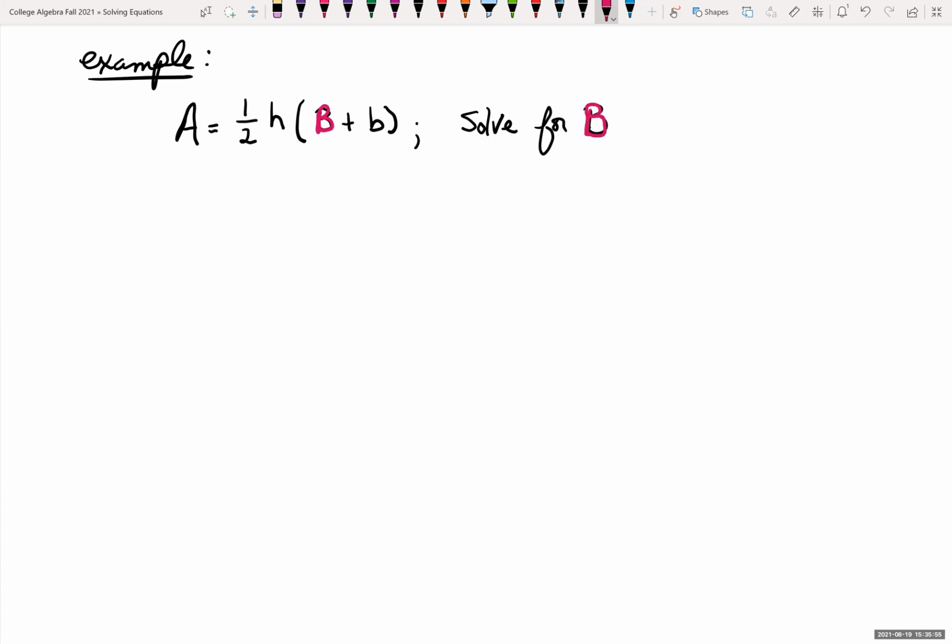And so if we want to solve for capital B here, a couple of things that we can do. We could clear the fraction. There's only one fraction in here. So we could technically multiply both sides by 2. If I multiply this side by 2 and this side by 2, notice that the 2's cancel, so I no longer have a fraction within this equation. And so I can rewrite this: 2 times A, so 2 capital A equals little h, all times that quantity capital B plus little b.